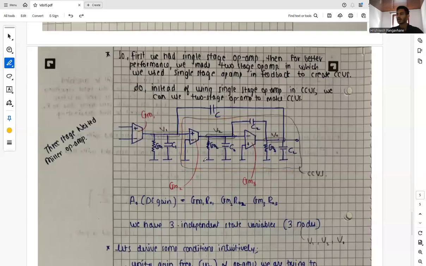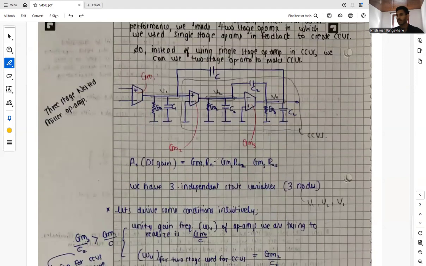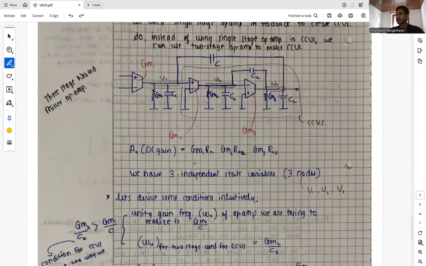This is also called a three-stage nested Miller op-amp, where our DC gain will be the consecutive multiplication of gm1 R01, gm2 R02, and gm3 R03. And we have three independent state variables. So basically we have three nodes, let's say V1, V2, and V0. So V0 is our output.